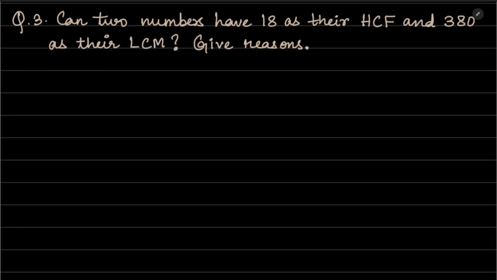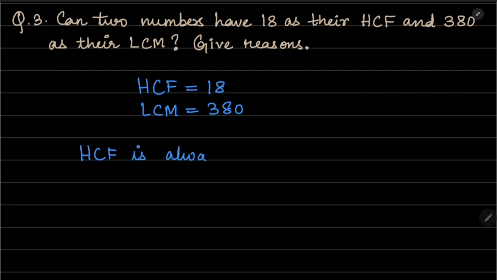Can two numbers have 18 as their HCF and 380 as their LCM? Okay, so what is given here? Can two numbers have HCF as 18 and the LCM as 380? Now we should know one important thing, that in order for any two numbers to have 18 as an HCF and 380 as an LCM, the HCF is always a factor of the LCM.